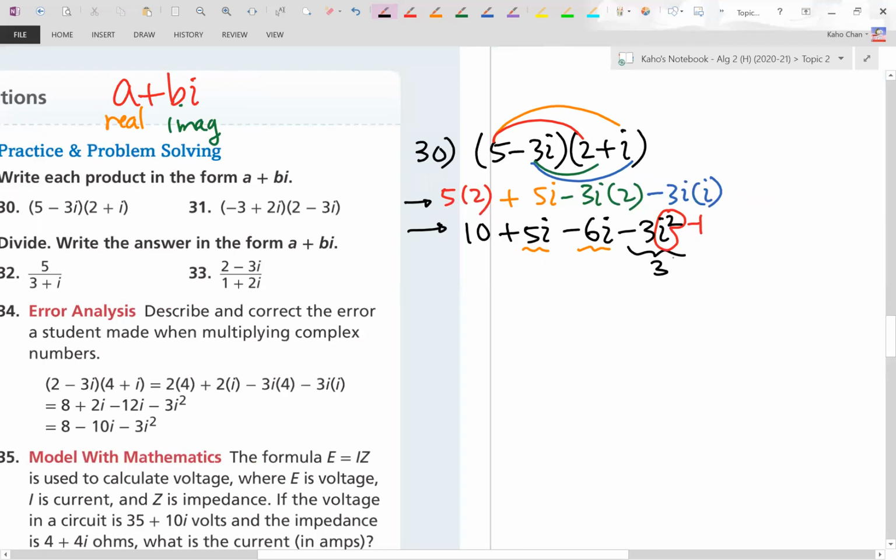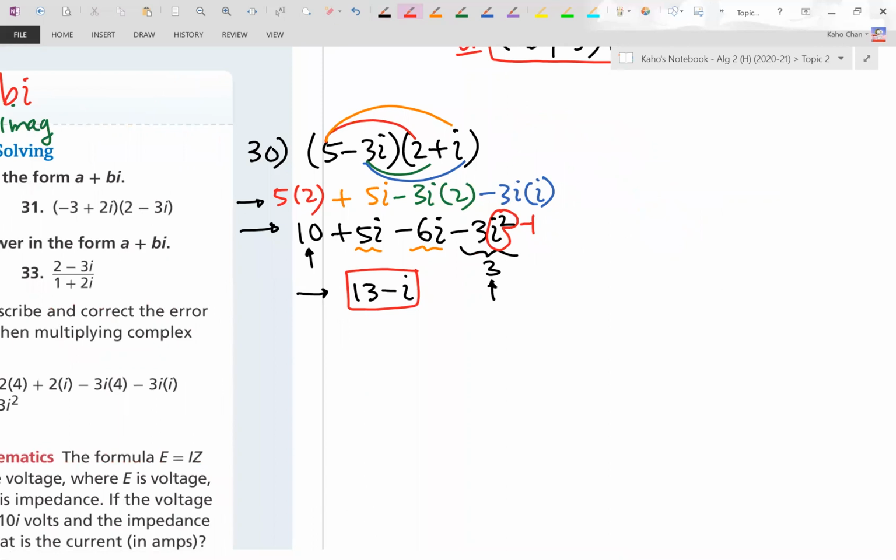Right there. Okay. -3 times -1 is +3. All right, let's combine the reals together. We have, of course, 10 and 3. That gives me 13. And then 5i minus 6i is minus 1i, or just minus i. Yay, there's number 3. Any questions?